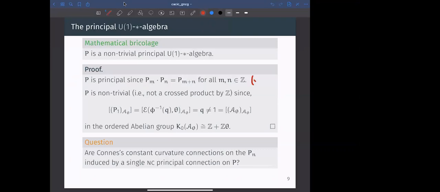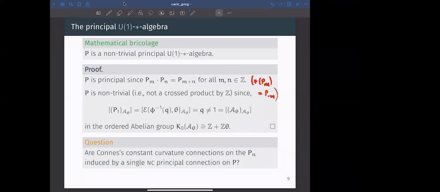I can also point out, if we're talking about star structures, this is also pertinent. If you're feeling lazy, you can take this as a definition of being a non-commutative principal circle bundle. It's equivalent to whatever you want to impose. And it's non-trivial, which is to say it's not even a twisted cross product by Z. Since, for instance, if you look at the degree one isotypical subspace, the line bundle P1, think of it as a right A theta module, this represents Q in the K-theory of your non-commutative two torus, and that is not equal to one, which is represented by the trivial line. And this is basically just a Lance computation from the Comptes Rendus.